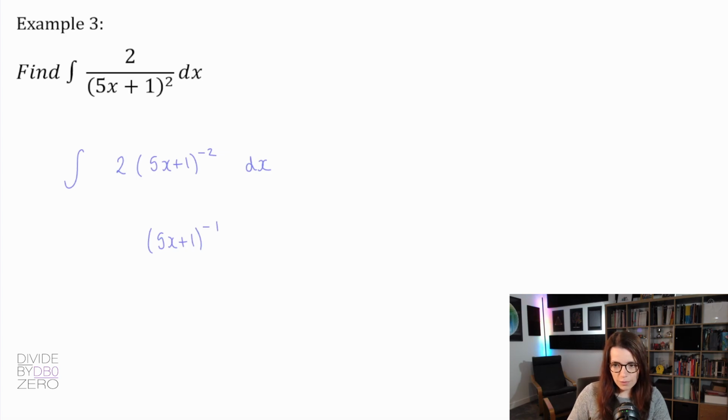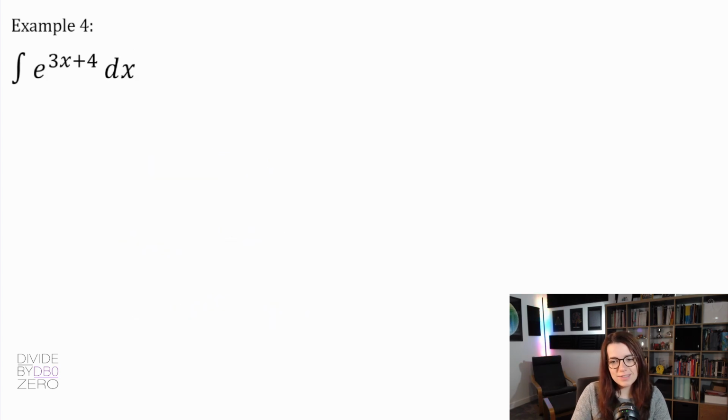Divide by the new power, which is a minus. Keep the 2 on the outside as well. And then finally do the adjustment, so divide by 5 or times by a fifth, because that's the derivative of 5x + 1. And then that's the answer with a plus c on the end. Tidying up gives minus 2/5 (5x + 1) to the power of minus 1 plus c.